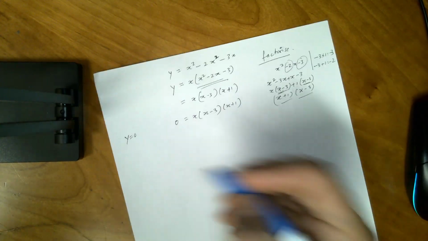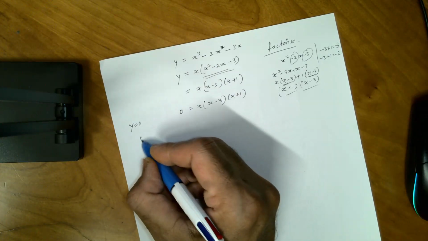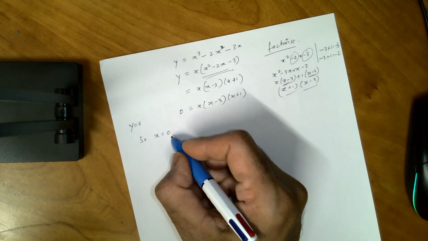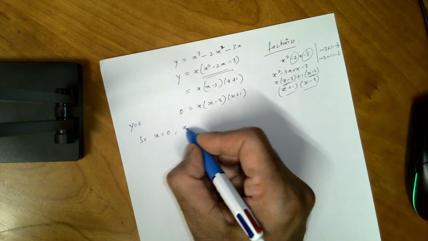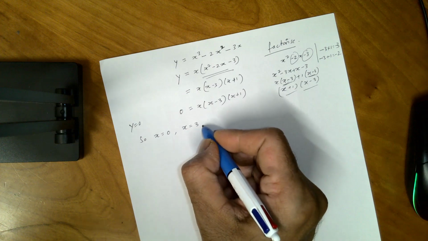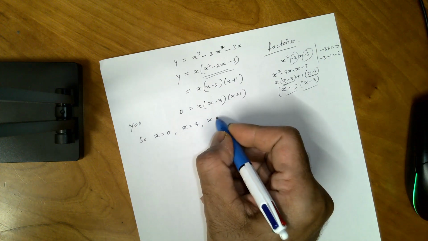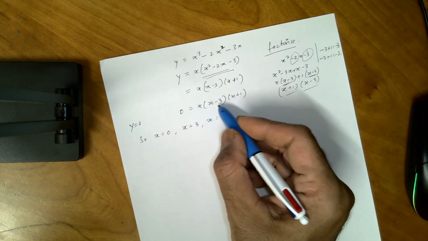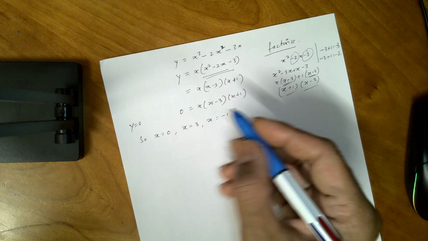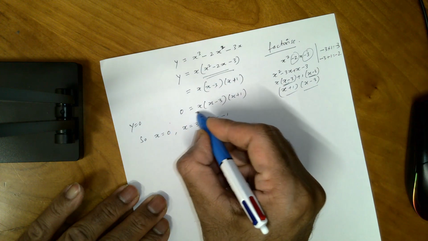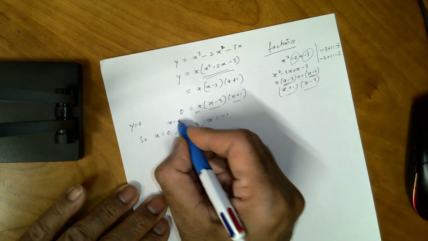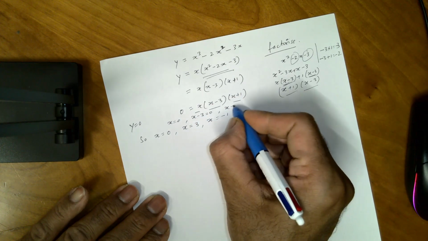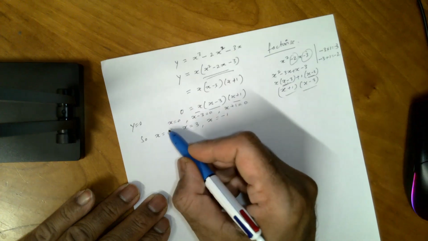So you got here x equal to 0, x equal to 3, and you got x equal to minus 1. You got it? Same thing, you do x equal to 0, then x minus 3 equal to 0, and then x plus 1 equal to 0. I can write it down if you want. And this is what we got here, yeah?